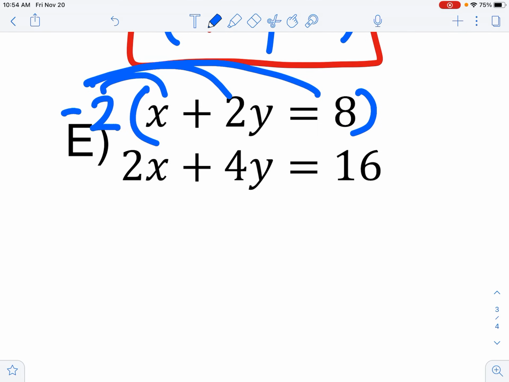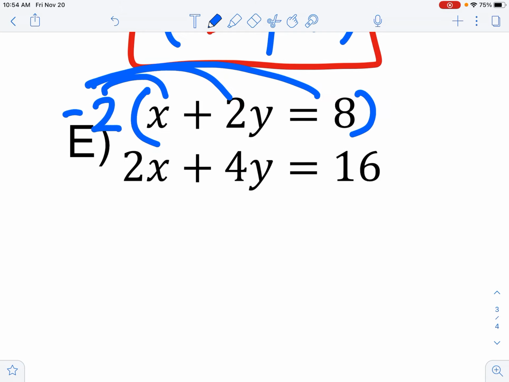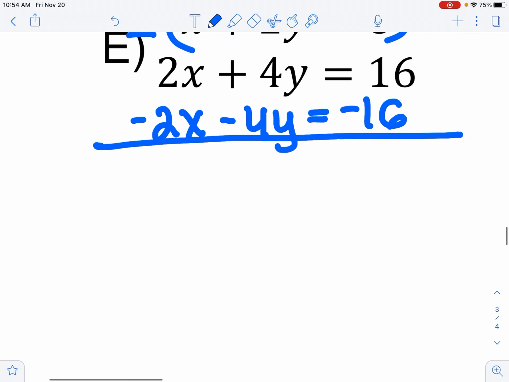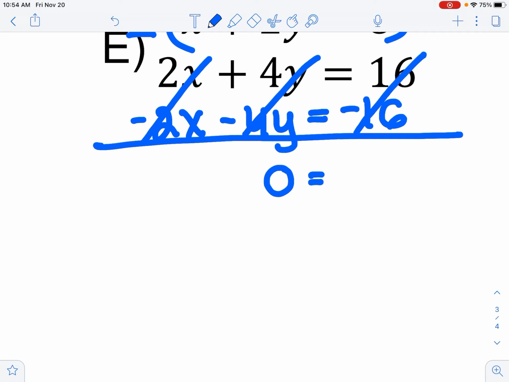Don't forget to distribute your -2 through all of them. Now the second equation is staying exactly the same. And so instead of writing it to the right, I'm going to write this equation where I distribute right underneath this one. So I have -2x minus 4y equals -16. And then instead of recopying this one down, I'm just going to use it right there. All right, let's look to see what happens here. So 2x and -2x cancel, but 4y and -4y also cancel.